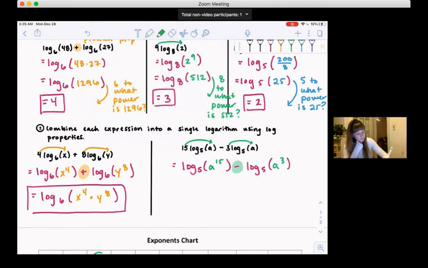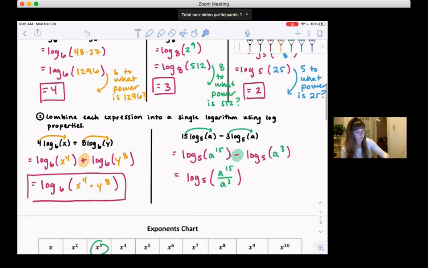Okay, now we have a subtraction outside the logarithms, and we know that that's the same as division inside the logarithm. So log base 5 of, I can now divide a to the 15th and a to the 3rd. And we're in a single logarithm now, so we're basically done. The only thing is that we can actually simplify this a little more. So this is 15 a's being multiplied. We're dividing out 3 of those a's.